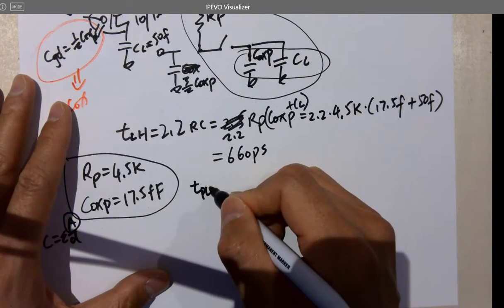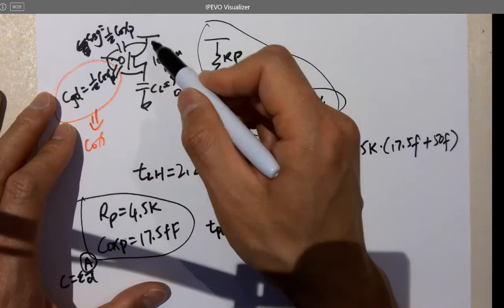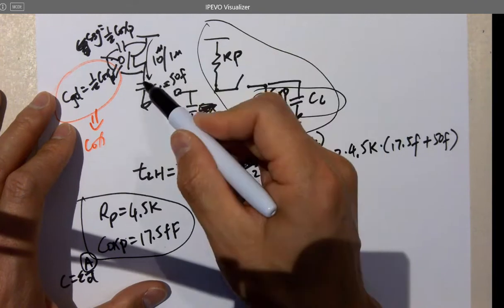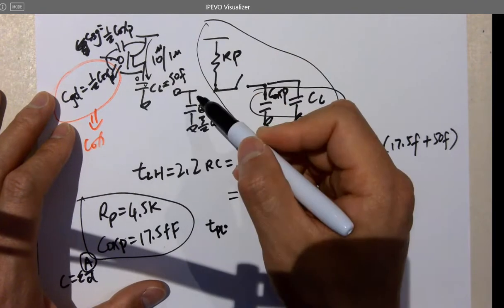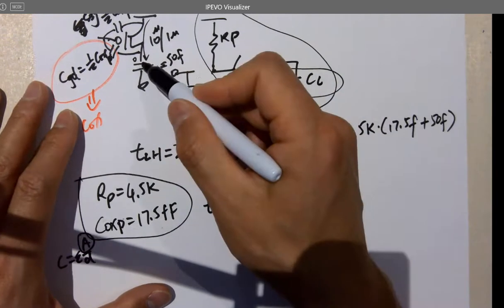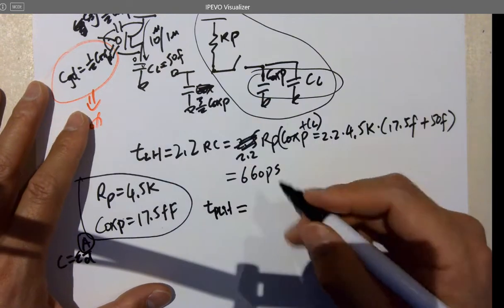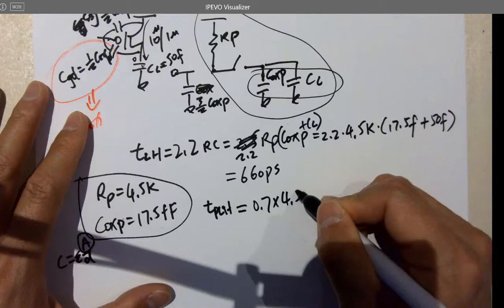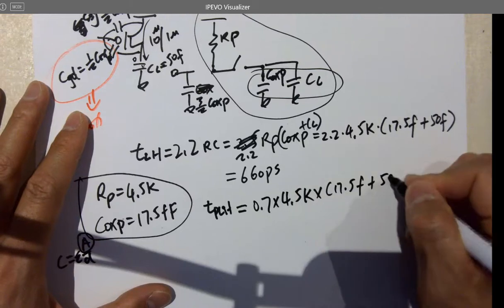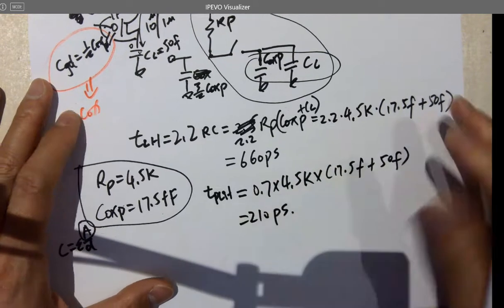TPLH. Whenever this is turned on, it actually charges up the cap from VDD. Originally that was 0 here. So that's why it's going to be TPLH, right? It's low to high, equals to 0.7 times 4.5K times 17.5 femto plus 50 femto equals to 210 picoseconds.